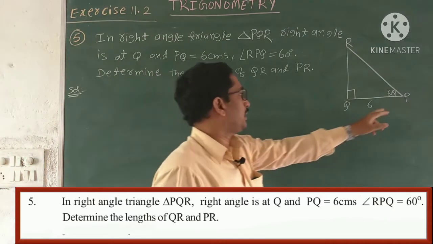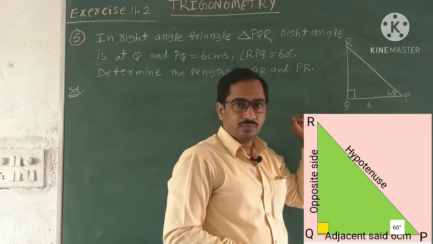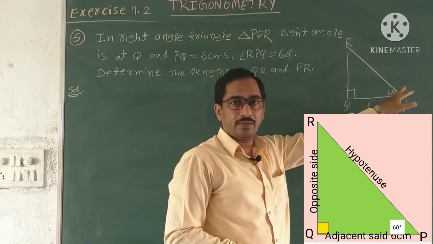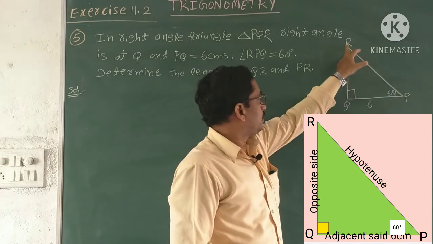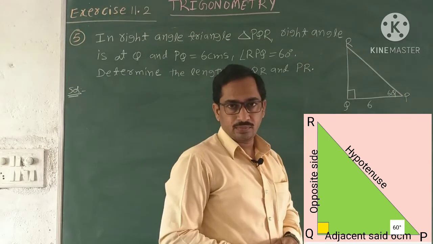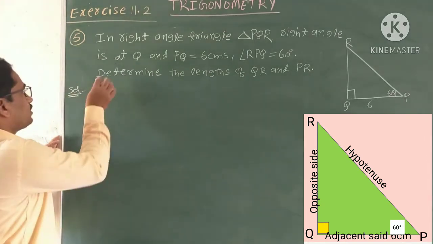See here, the right angle triangle PQR, right angle at Q, and the length of PQ is given 6 centimeters, angle at P is given 60 degrees. So we have to calculate the length of QR and the length of PR with the help of given data. See how to calculate with the help of given data. So write the first given.